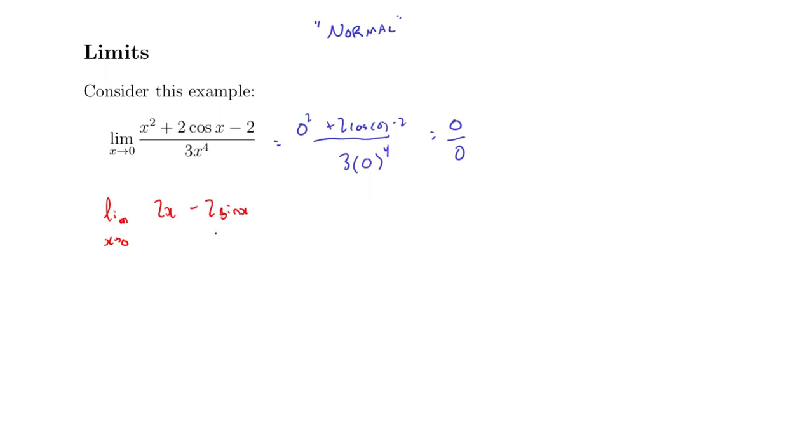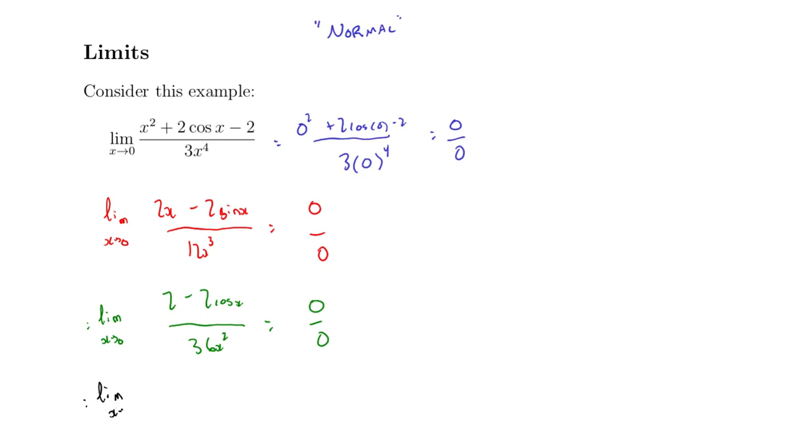Oops, I need a sine x there. And then we've got 12x cubed. And you'll notice, again, you get 0 over 0. So they'll say, all right, L'Hopital's rule. So this is 2 minus 2 cosine x over 36x squared. And again, you get 0 over 0. So again, we do L'Hopital's rule. So this is 2 sine x over 72x, and oh my gosh, we still have another 0 over 0. So again, L'Hopital's rule.